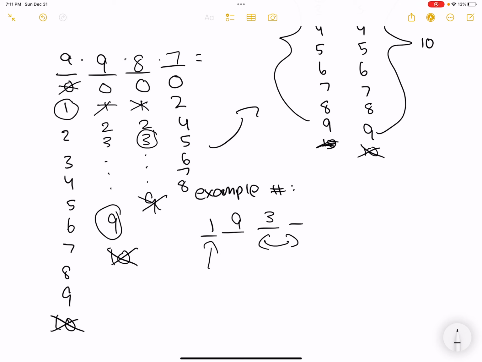And from here, the ones digit's place value could be any one of the values that we see here. So if you were to multiply this, you would result in 4,536 possible arrangements.